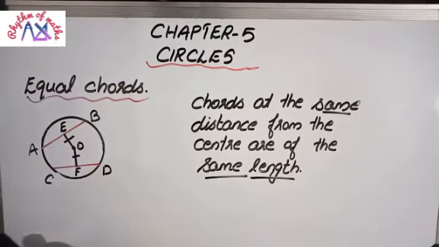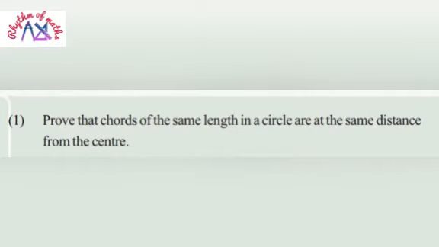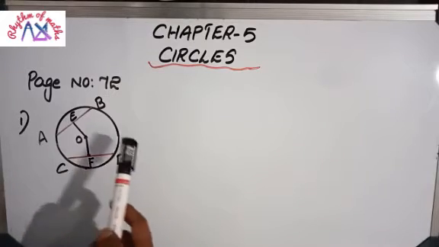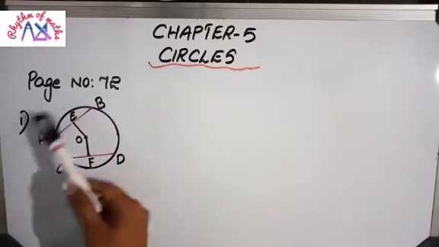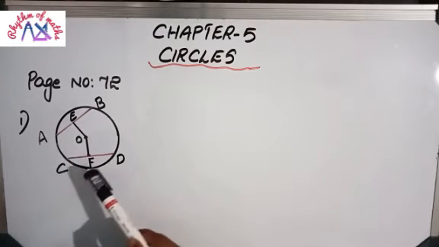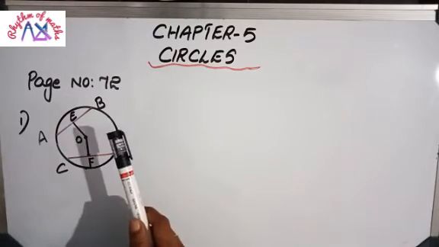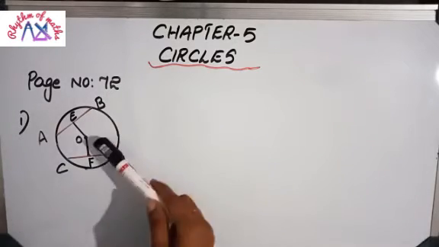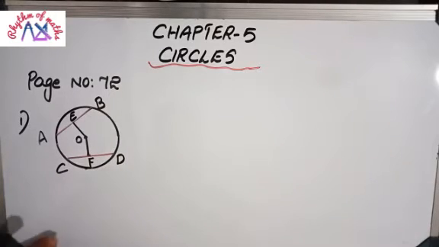Now let's move on to problems. Page number 72, first question. Prove that chords of the same length in a circle are at the same distance from the center. Here in this question, the figure is not given. We have to draw a rough figure. That means we need a circle and two equal chords. So this is a circle and AB and CD are the equal chords. We have to prove that these two equal chords are at the same distance from the center.